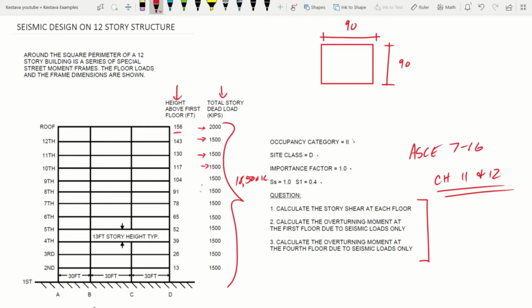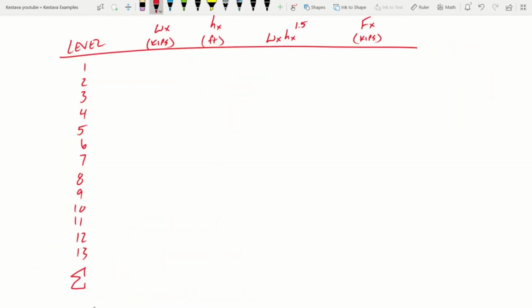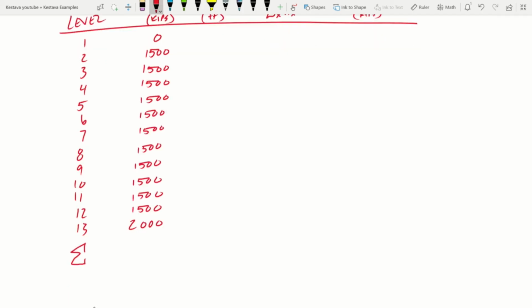So it's 1,500 kips for each story besides the roof. All right, let's do it. Level 1, we're going to say 0 because there's nothing. 1,500, and I'll see you at the bottom. Summation, 18,500. So we're good there.